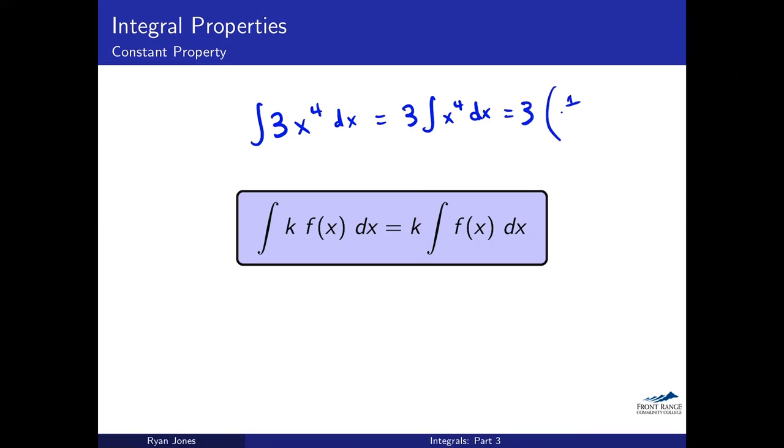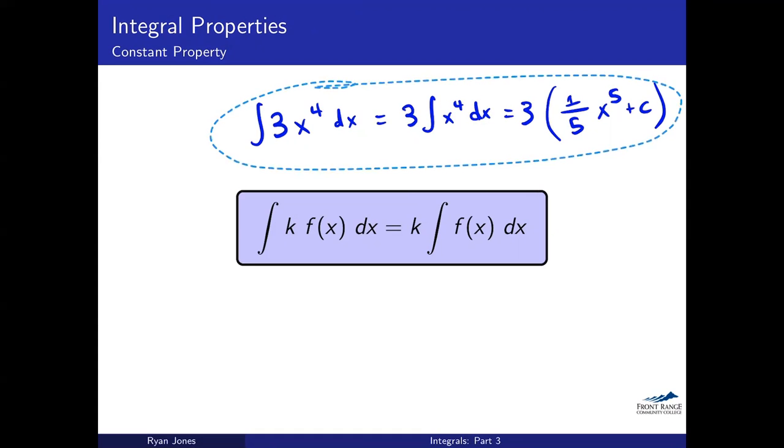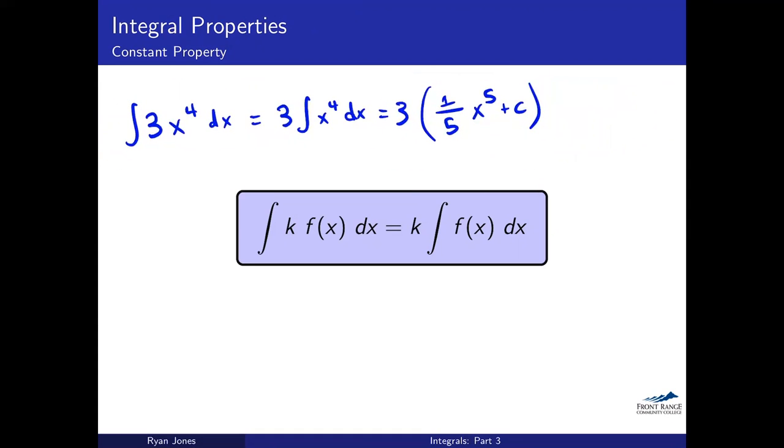And let's actually do this. That integral of x to the 4th is me adding 1 to the exponent, so I get 5, and then I divide by that 5, which I'm writing in the form of multiplying by 1/5. Same thing there. And I add c. Well, when I do this, what you'll notice here is that I end up with 3/5 x to the 5th plus 3c, because I'm distributing this 3 into both.